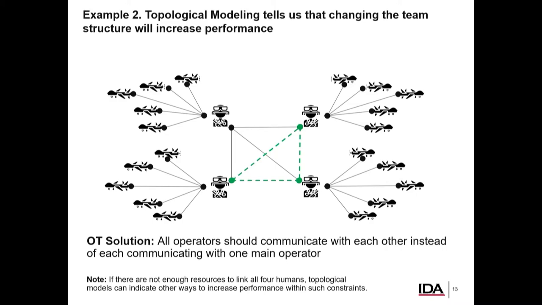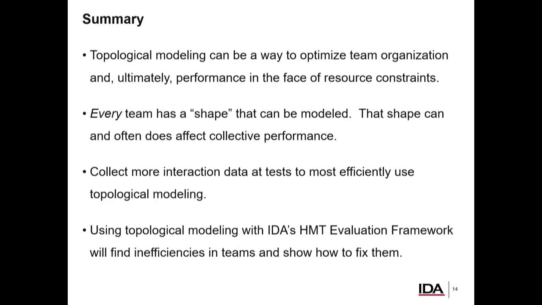Okay. And that's actually what I just went through there. So going on, let me finish up now. I just want to say a few things to draw this to a close here. I've mentioned before that topological modeling can be a way to not just assess team performance of human-machine teams, but also to optimize performance in the face of constraints and resource constraints.